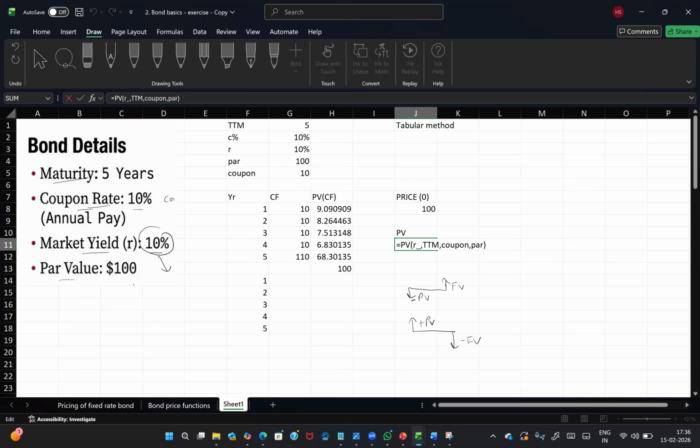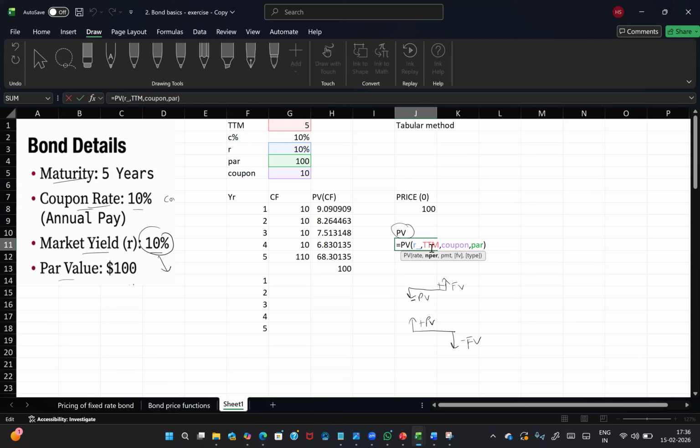And if you put the future value as negative, it will fetch you a positive PV. So the way the PV function works in Excel is that it inverts the sign of FV and PV. So if you give FV as positive, it will give you a negative PV. So once again, this is the formula.